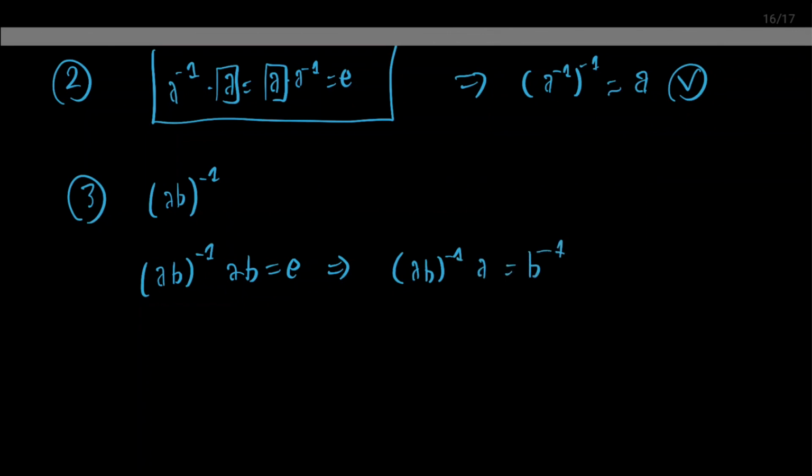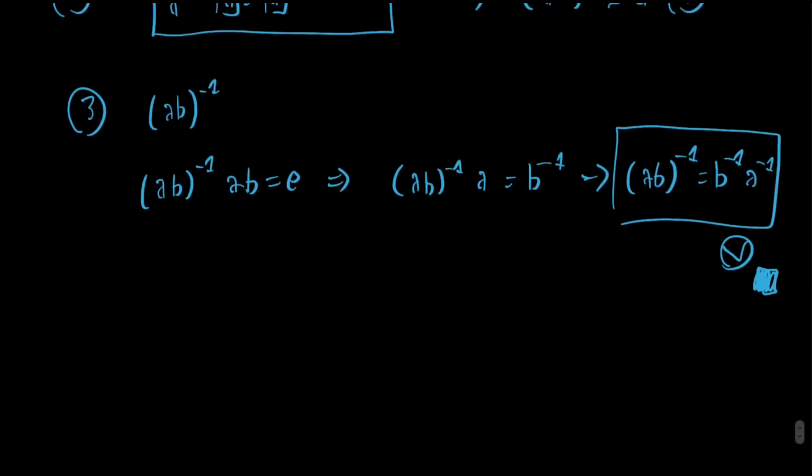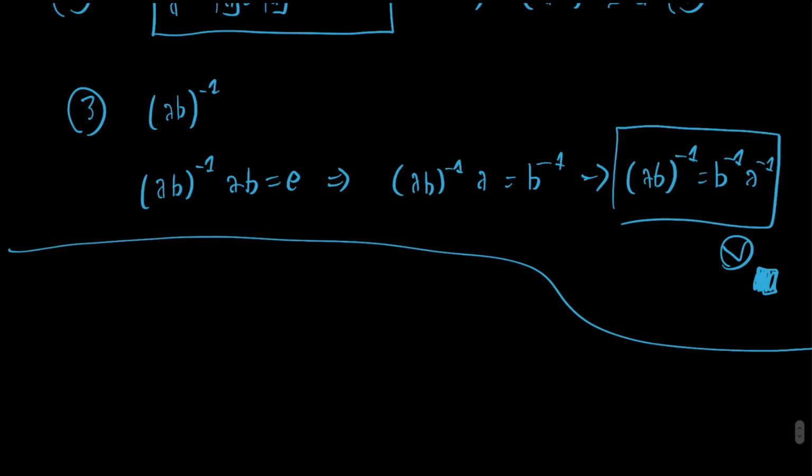And now multiplying both sides to the right by A to the minus 1, we get that A times B to the minus 1 is equal to B to the minus 1, A to the minus 1. And this concludes the last fact, and this concludes the proof in general. So now we will also prove this very fast corollary. This is an immediate corollary.